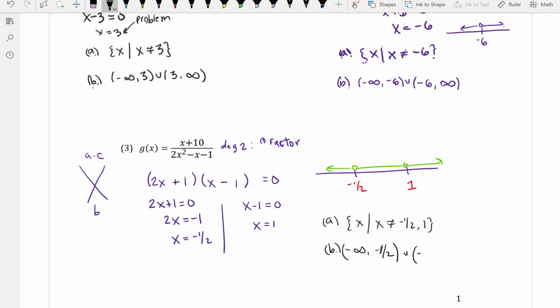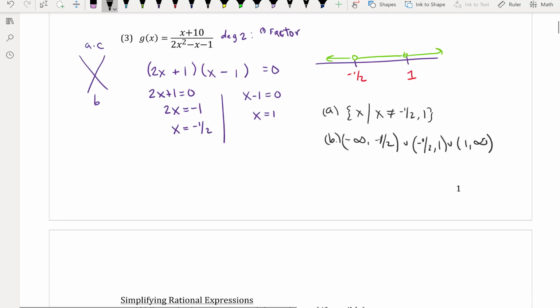Union negative 1/2 to 1. Union 1 to positive infinity. So that is going to be my final answer. Okay. Notice how I have 3 different parts here. Okay. And if you guys have any questions, please email me.